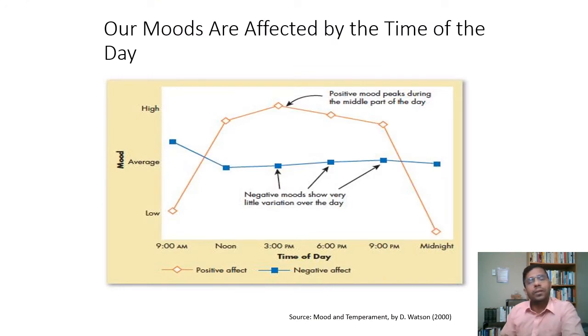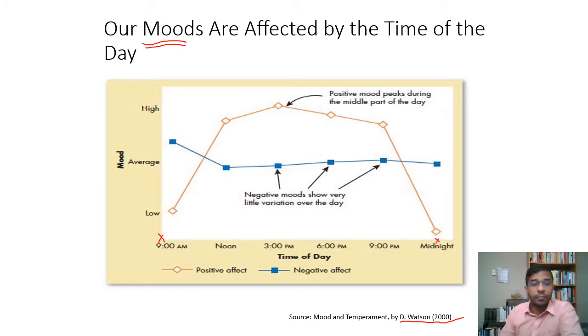I think it's going to be easier to understand personality traits if we contrast it with something different and yet similar in certain ways. I'm talking about moods here. In this graph, what do we see? We see that our moods vary by the time of the day. This is from a study conducted by Watson, published in 2000. And we have data here about the moods of different people between 9 a.m. and midnight, right? And what do we see here?